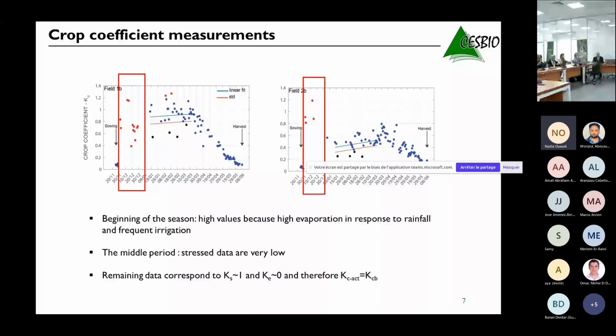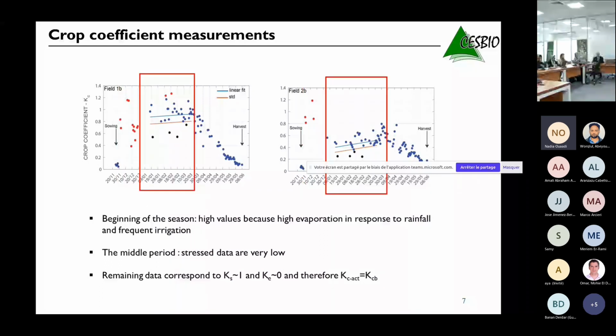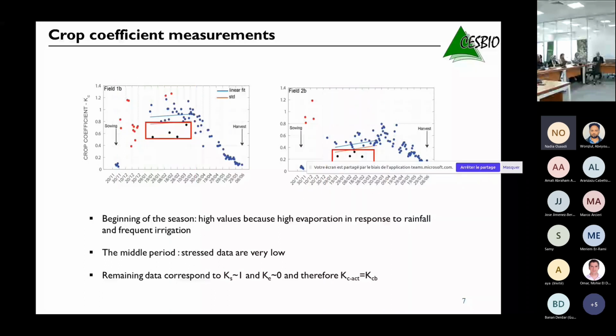Thereafter, in the middle period, the values are quite high. And here we can see the effect of stress, which is characterized by very low values. In this study, we assumed that data lower than the mean minus one standard deviation are stress data. So if we eliminate the high evaporation data and the stress data, the remaining data will correspond to a crop coefficient equal to the basal crop coefficient.